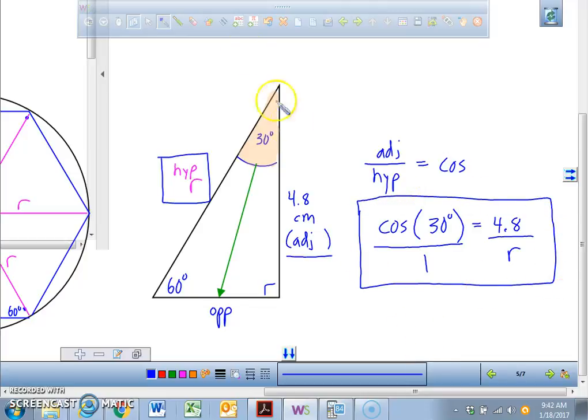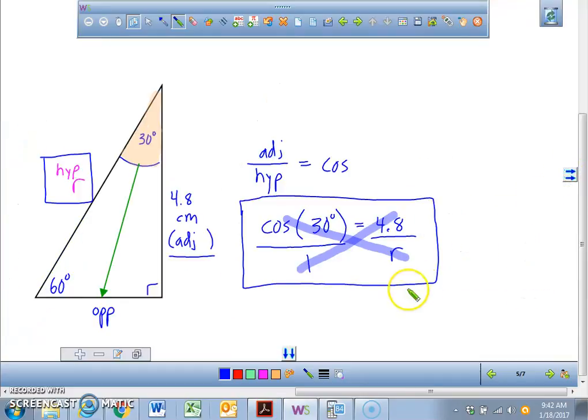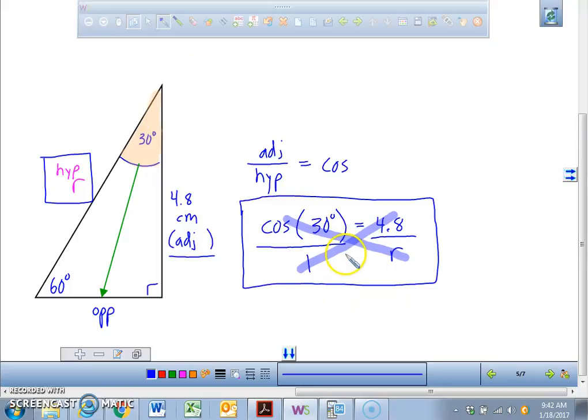And what do we always know about all proportions? That the cross products will be what? They'll be the same. They'll be equal to each other. Okay? So let's think about what the cross products are. What's 1 times 4.8? That's pretty easy, right? Just 4.8. What is R times the cosine of 30? Well, we would write that as R times, we put a little dot here so you know it's multiplied by the cosine of 30.